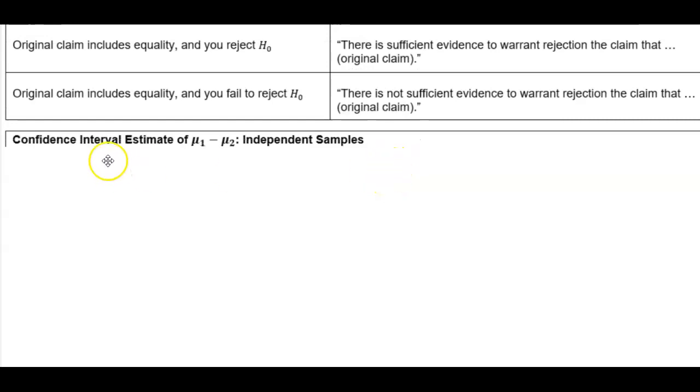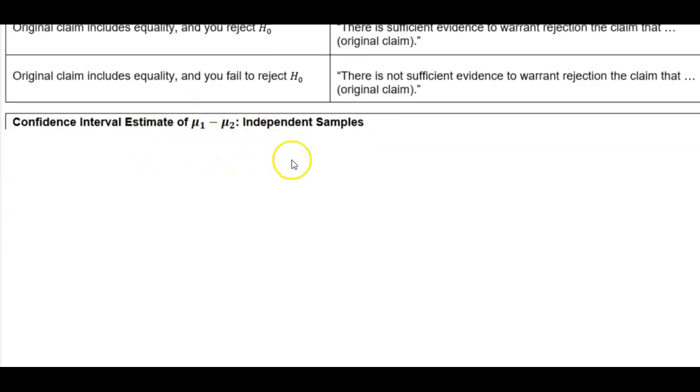Now, when dealing with confidence interval estimates of the population mean 1 minus population mean 2 with independent samples, we would take sample mean 1 minus sample mean 2 as a quantity and then subtract the margin of error. That's the lower limit. On the right side, you would have, again, sample mean 1 minus sample mean 2 as a quantity and then adding the margin of error, and that would be the upper limit.